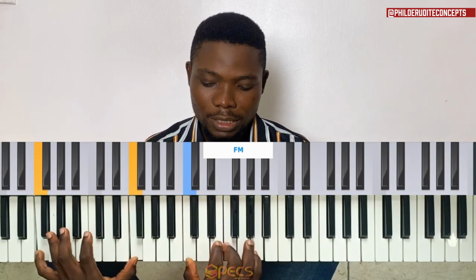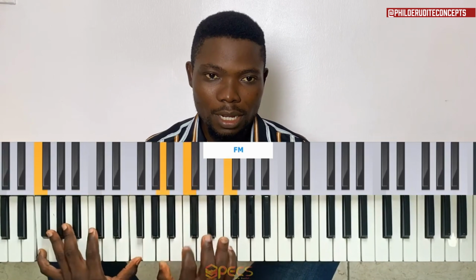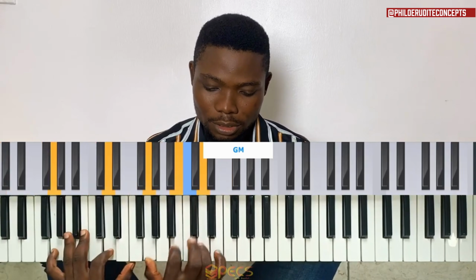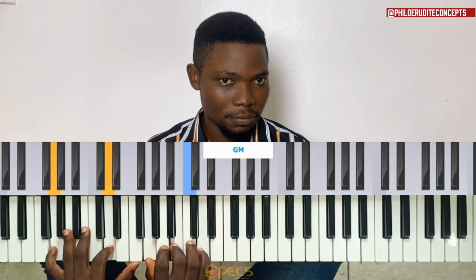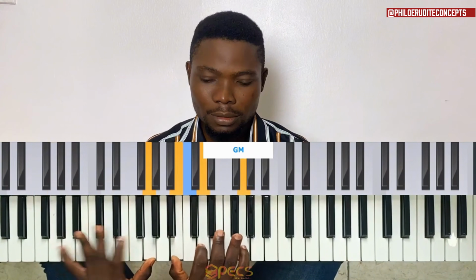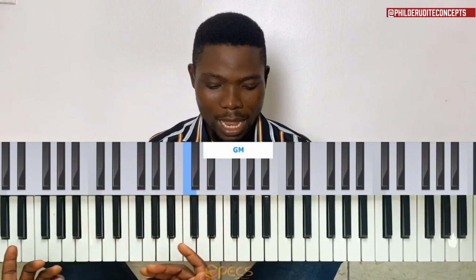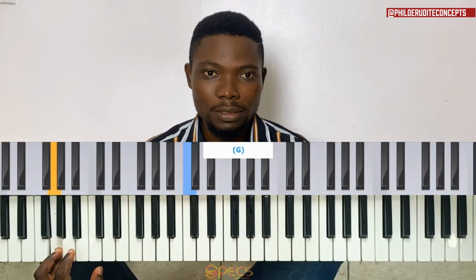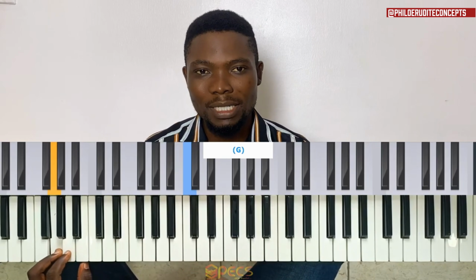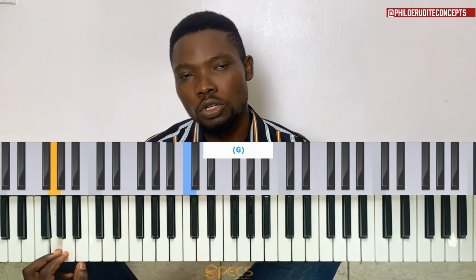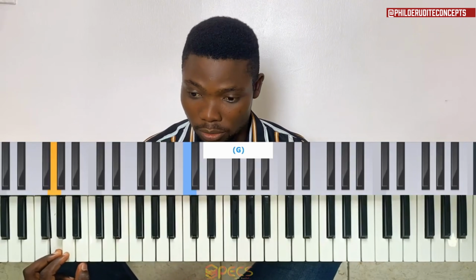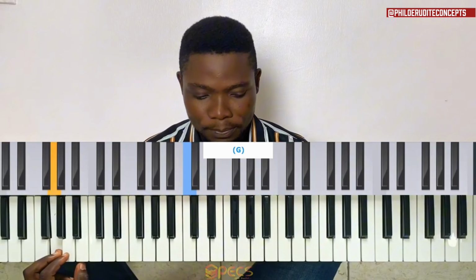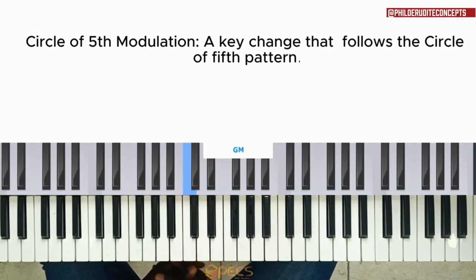Twinkle, twinkle, little star, how I wonder what you are. So I just use the fifth of G, then I change it to my root note, which means my new key. So that kind of modulation is a bit deceiving. If you are not careful, you won't know the person has modulated, or the pianist or the singer has changed the key. So a key change followed by the circle of fifth pattern.